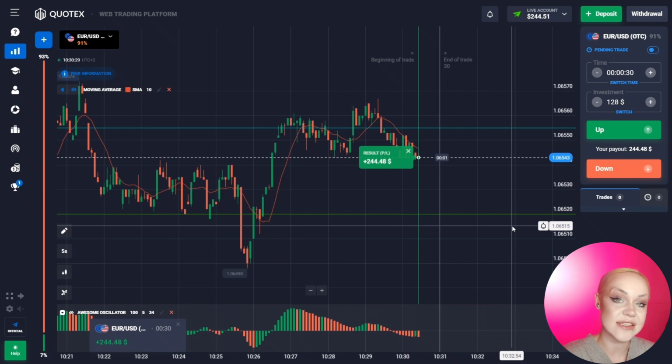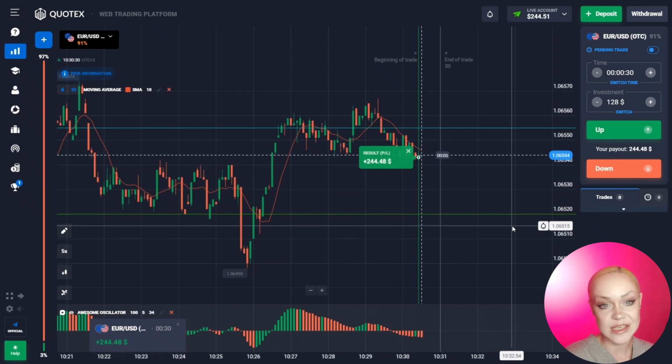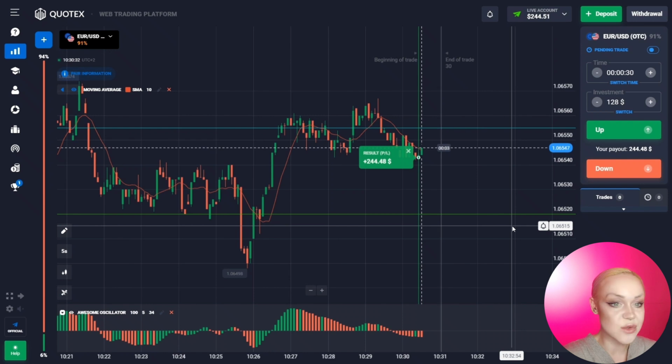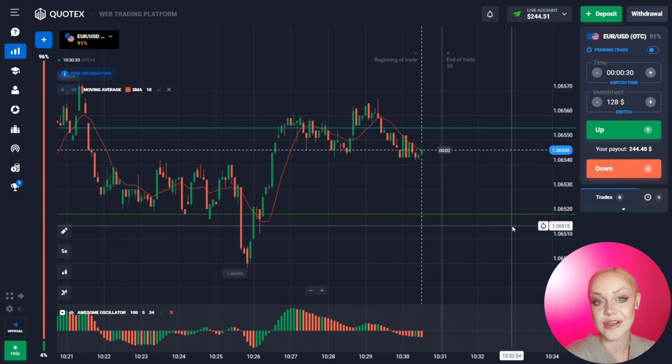And we see that the price didn't show a big fall, but these small movements were enough to make money. And just like that, we were able to increase our income.